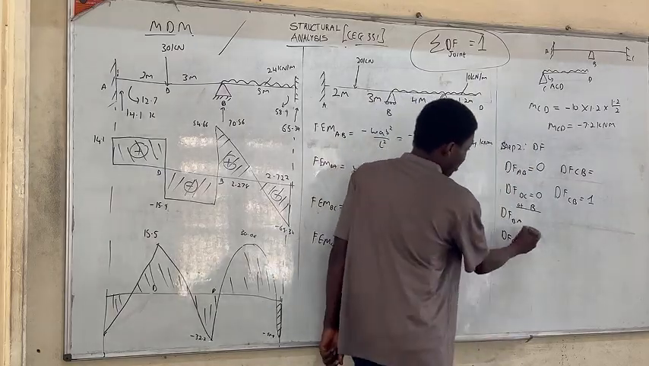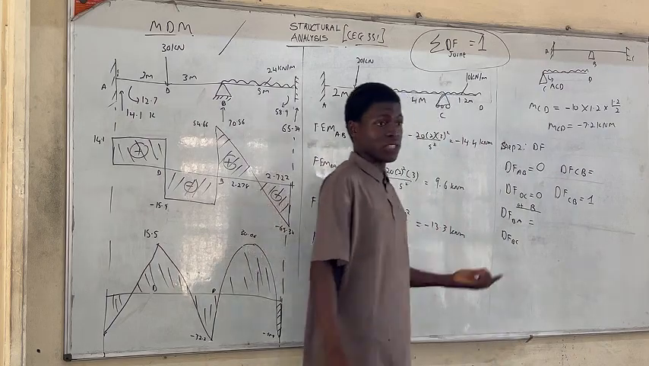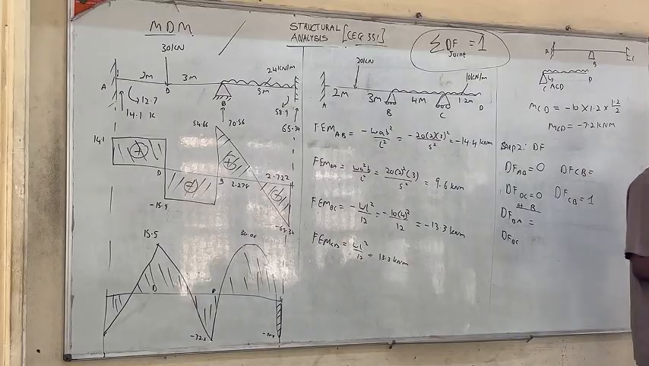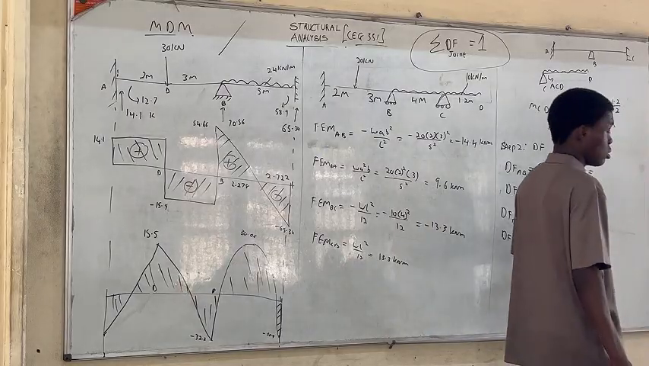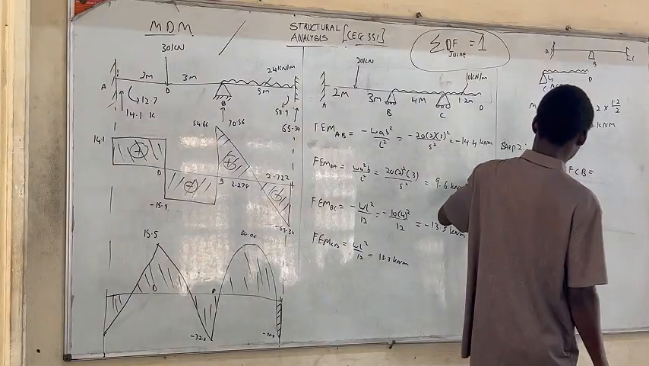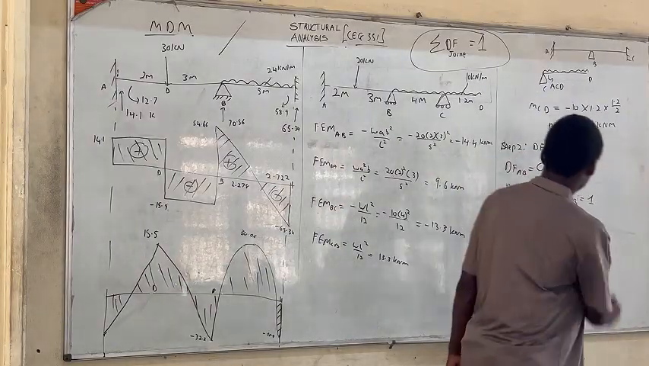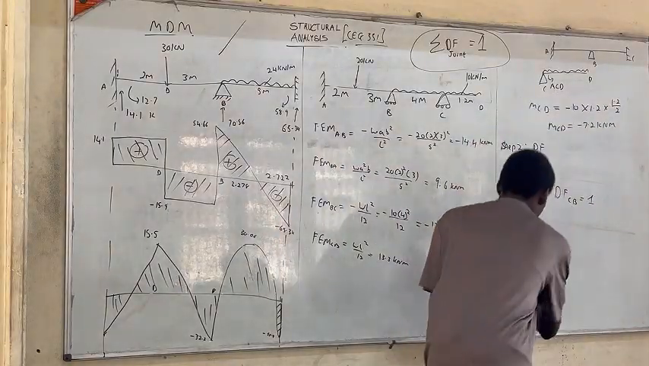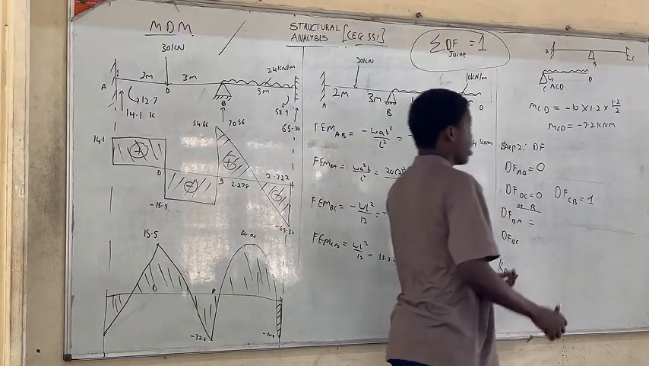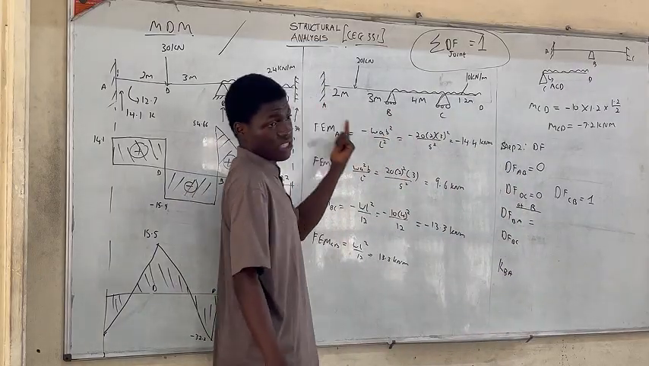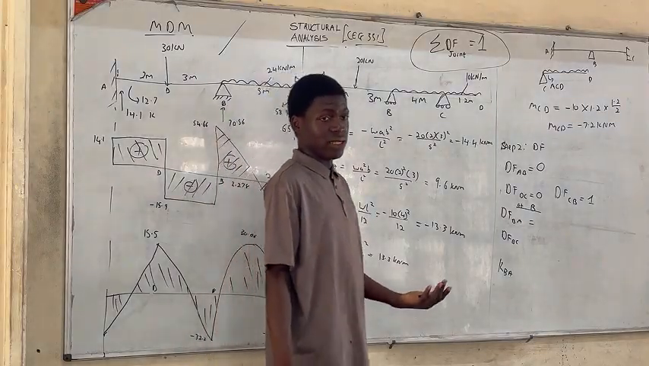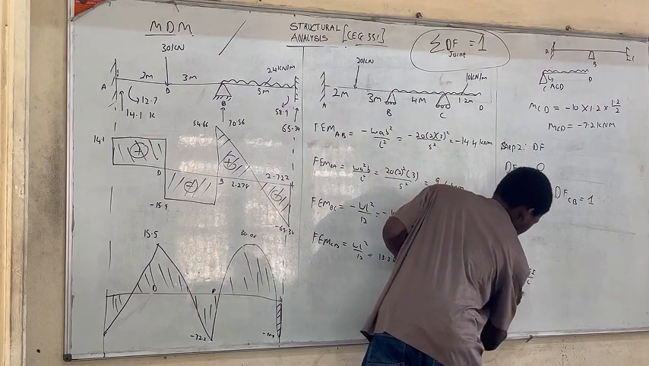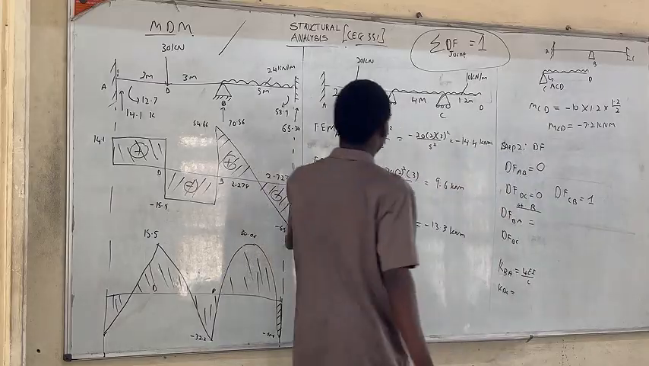Now, so let's get DFB. KBA over KBA was 8. From B, look at A, what do you have? Fixed. What's my formula for stiffness? 4EI over L. ABC. From B, look at C, what do you have?